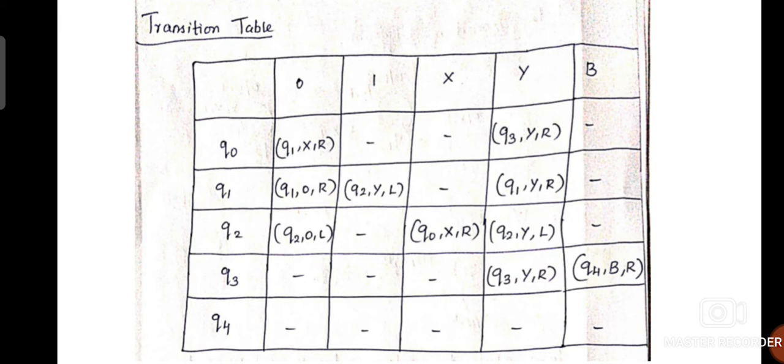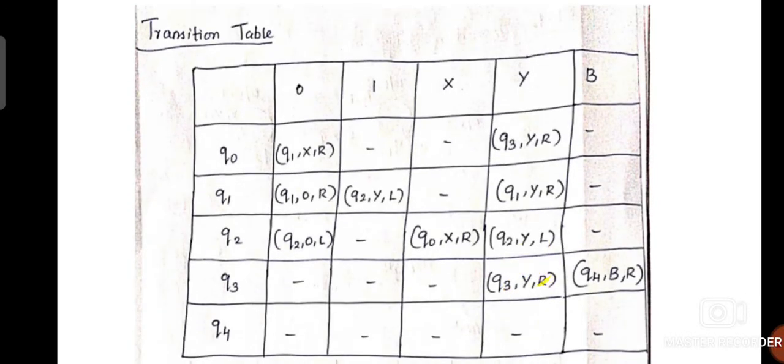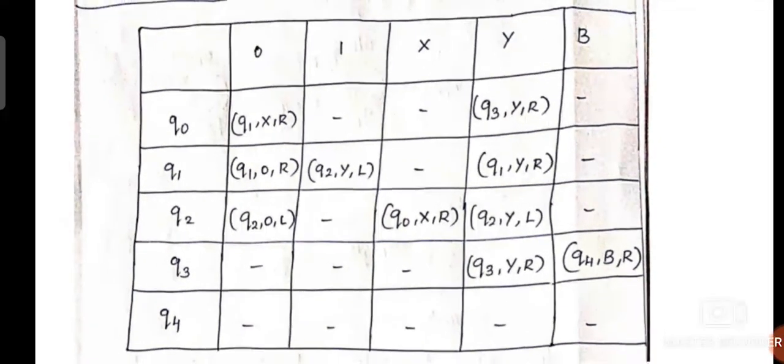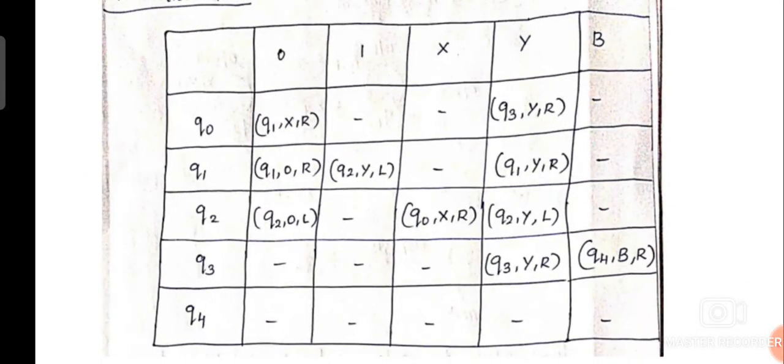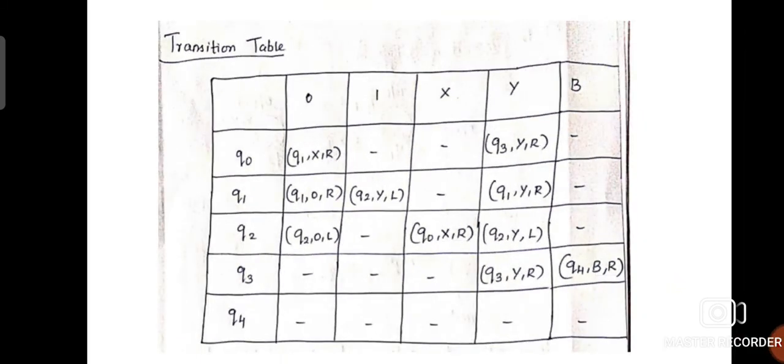Now when the input symbol is y and the current state is Q0, the same symbol is maintained, that is y, and the direction of movement is R. And when the input symbol is blank and the current state is Q3, the new state will be Q4, the blank symbol stays the same, and the direction is right. In this manner we mention all the state transitions in the transition table.